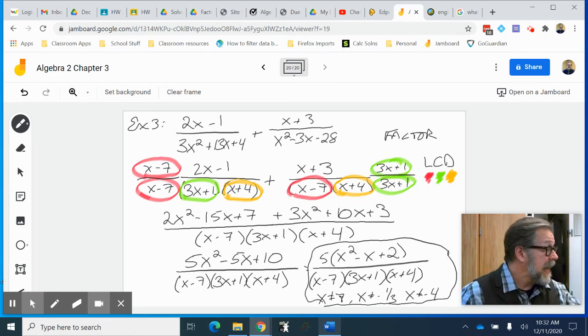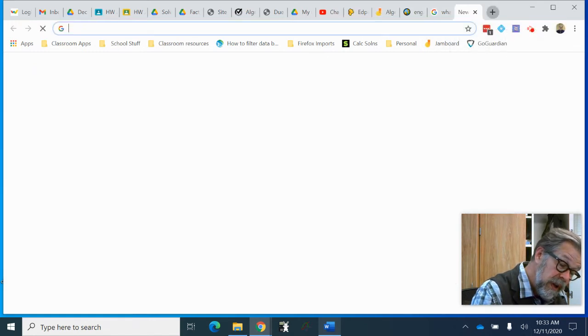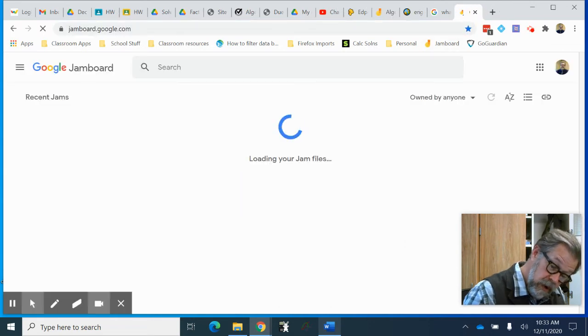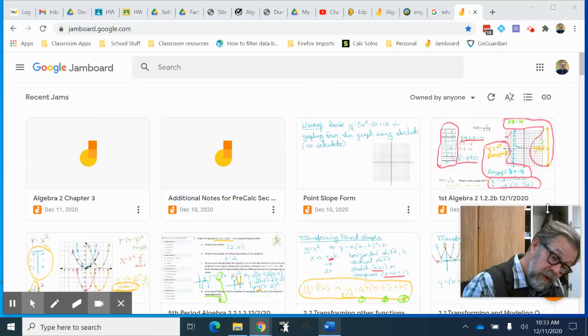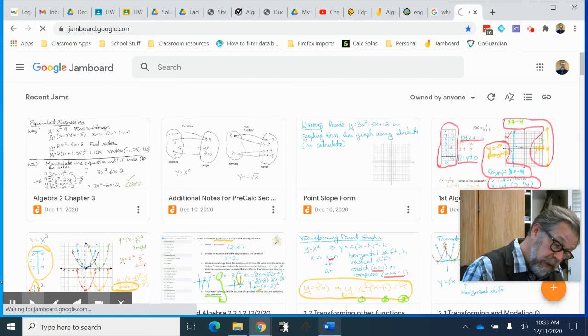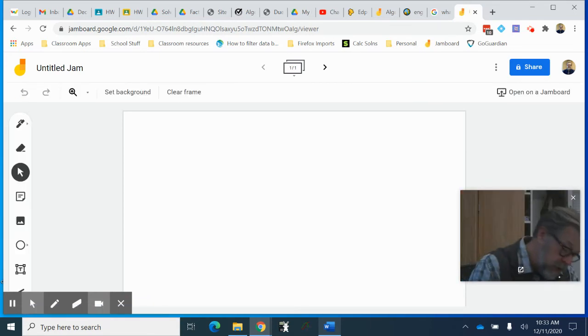Okay, last example, let's talk about subtraction, because people run into, shoot, I've run out of Jamboard space, because they only let me have 20. Okay, here we go. Jamboard, new Jamboard file, which is underneath the picture. Okay, here we go. Subtraction.